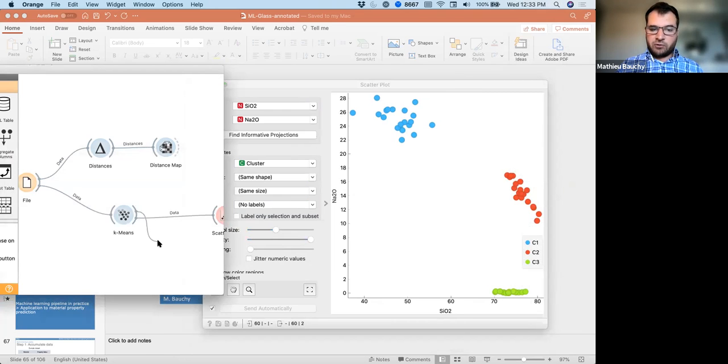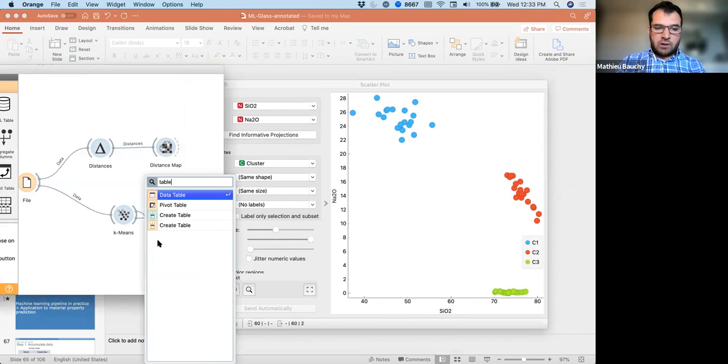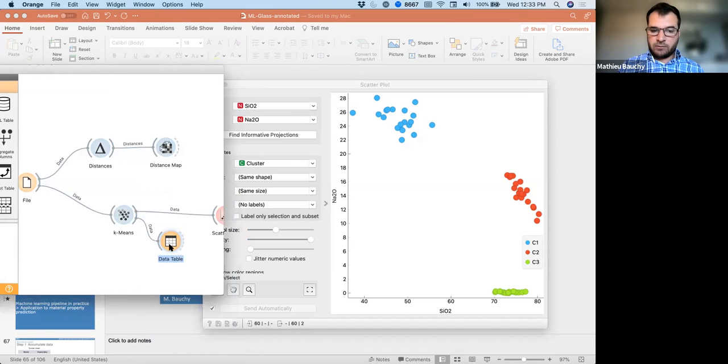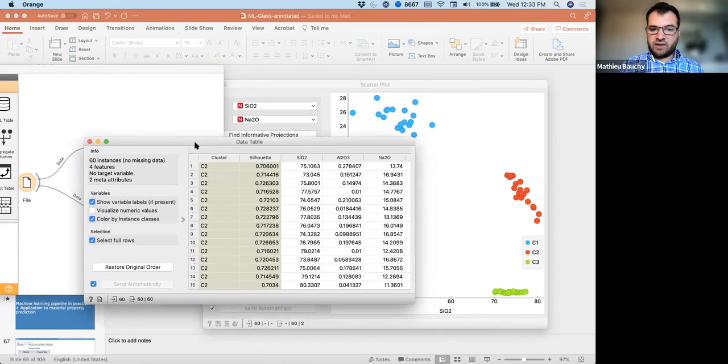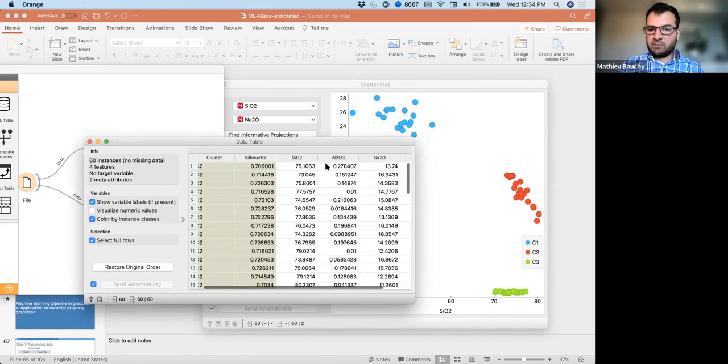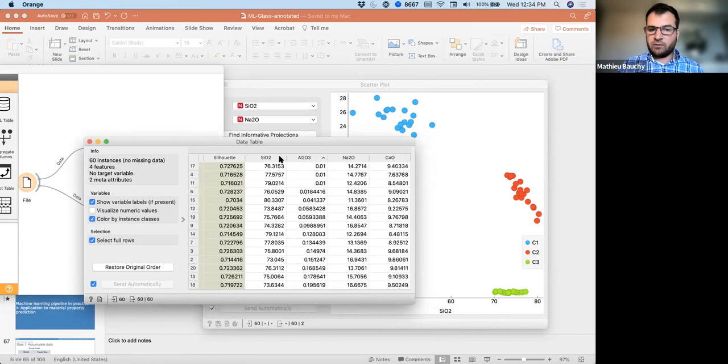One thing you can do if you want is define a new widget here, which is a data table. And now what it's going to do is show you the same glasses here with the glass composition.